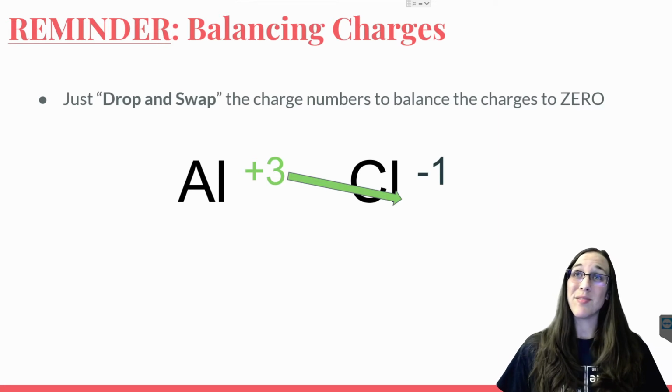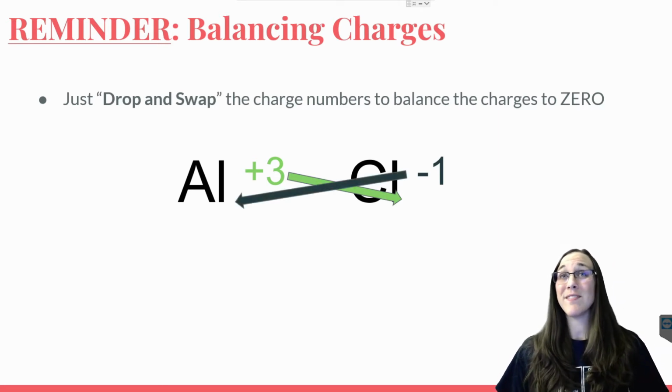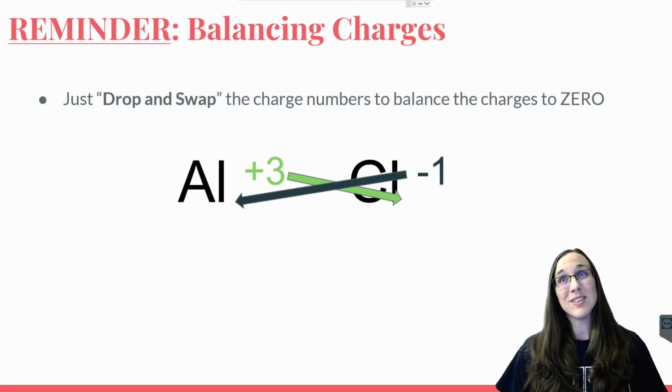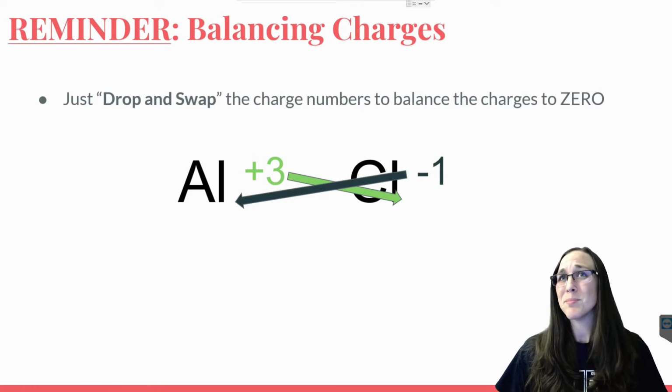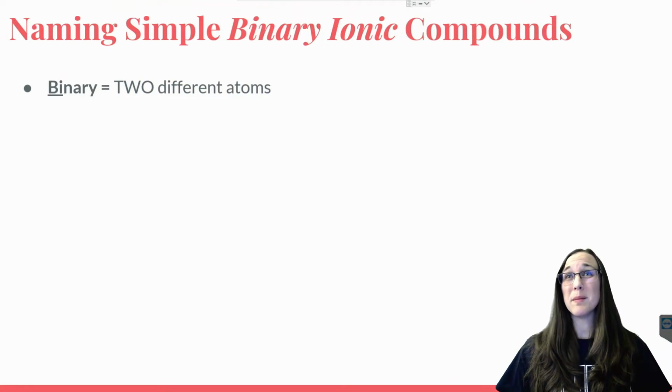Put the number value from the upper right-hand corner of one at the bottom of the other and vice versa without the actual number symbol. So you don't want the plus, you don't want the minus, just take the number value itself. And if you end up with 1, just erase the 1 afterwards because it's implied that there's 1 there. Just like this. So what's this simple binary ionic stuff anyways?